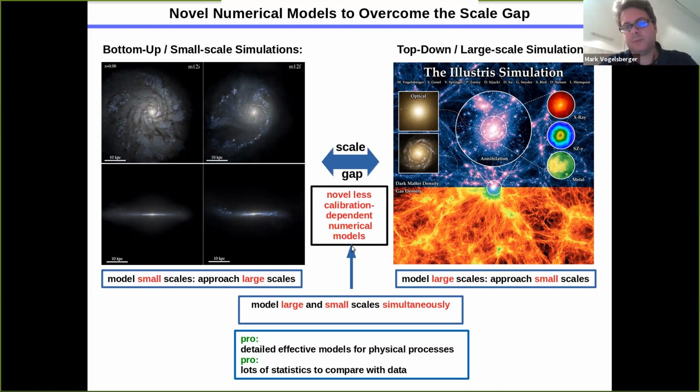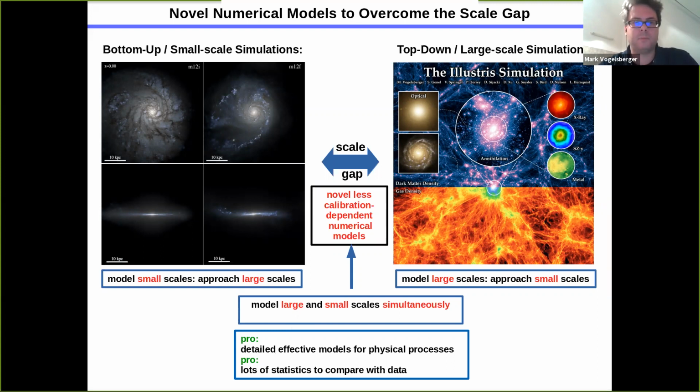Now, if you have such a model, then it has the advantage, especially with the increasing computing power, that you can model large and small scale simultaneously, and then you have detailed effective models for the physical processes, and at the same time you have lots of statistics to compare with data. So that is kind of the ideal regime. You're not very calibration dependent, but still you have detailed physics, and you have a lot of statistics in the simulations to compare to observational data.